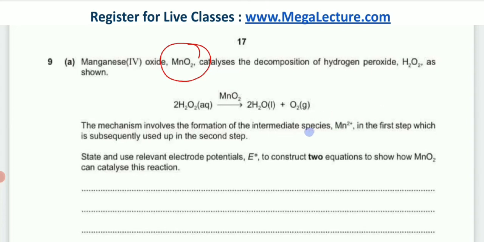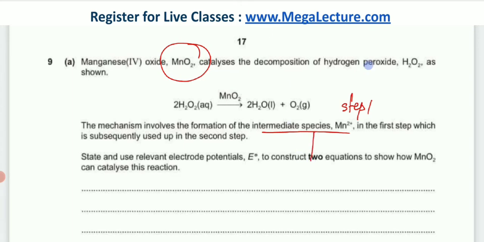So this information is given that MnO2 is getting converted into Mn2+ in the first step. That is step 1. And he says in the first step, which is subsequently used up in the second step, state and use relevant electrode equations, construct two equations to show how MnO2 can catalyze this reaction.